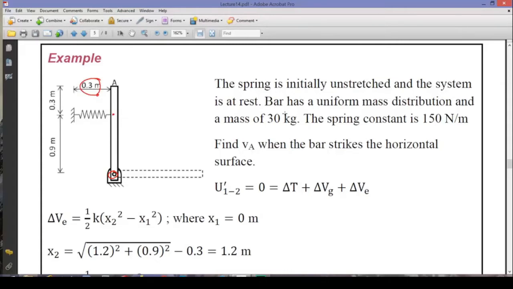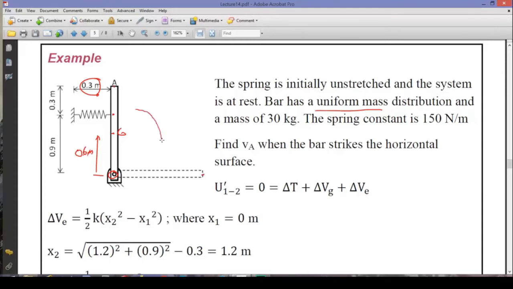And if this is a uniform bar and it is described as that, the mass center of this bar will be located at, if this is 1.2 meters, 0.6 meters away from the ground. Okay, so this is 0.6 meters. And then the spring constant is given to us, and we are asked to find the velocity of point A as this bar reaches the ground.